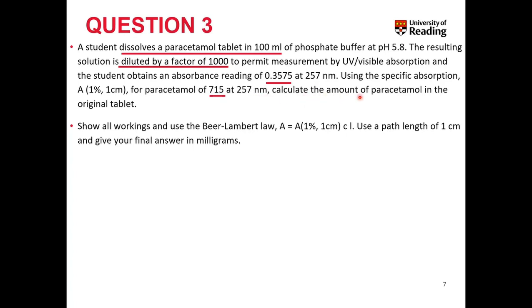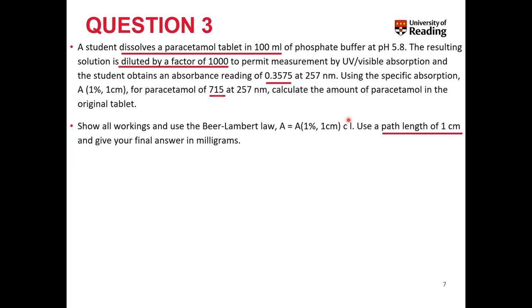And then you're asked to calculate the amount of paracetamol in the original tablet. You're told to show all your workings, which is very important because if your workings are correct but your final answer isn't, we can often give partial credit for your answer. So if you show all your workings, you may be able to score a couple of marks. You're told to use the Beer-Lambert law, and you're given the Beer-Lambert law, which means there will be no marks for writing down the equation.